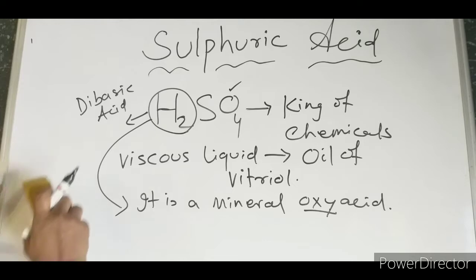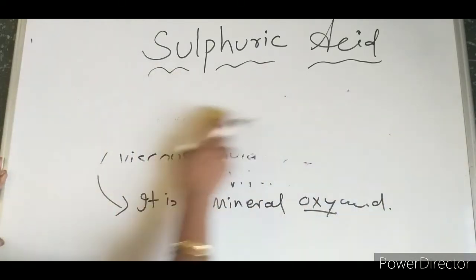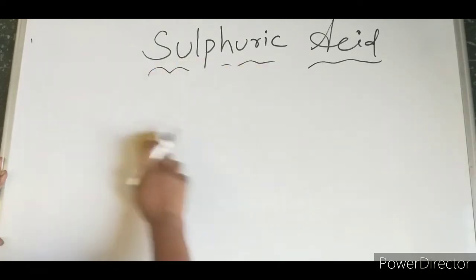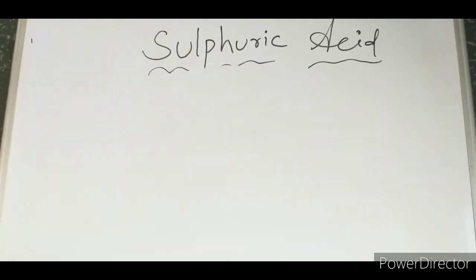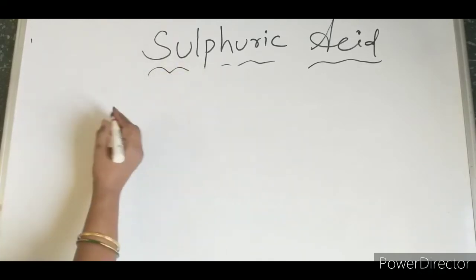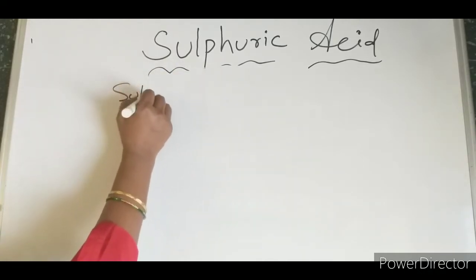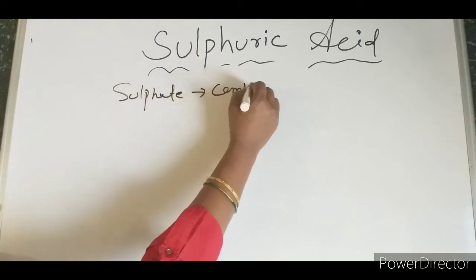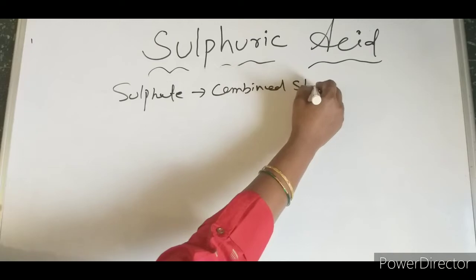Then we will see something about general preparation. For its occurrence, it occurs in the free state, but in a very low percentage, for example in springs. In the combined state, it is found in the form of sulfates. So any sulfate form will be in the combined state.